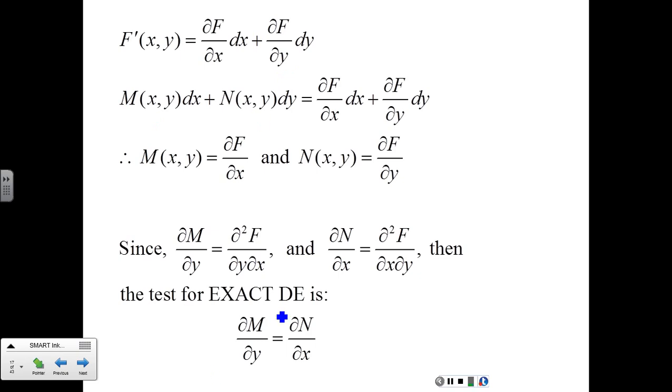The test for the exact DE, this is what you need to know. If you can take the partial of M with respect to y and get the same result as the partial of N with respect to x, that is a proof that it's an exact equation. Your M is going to be in front of your dx, your N is going to be in front of your dy. A lot of stuff there, but it's really not that complicated. I'm going to show you an example that'll make it hit closer to home to what you're looking for.